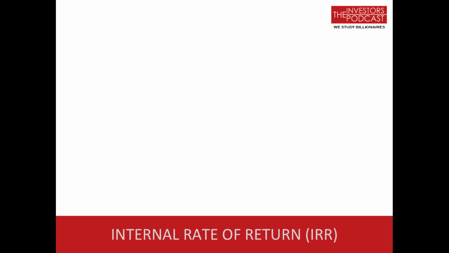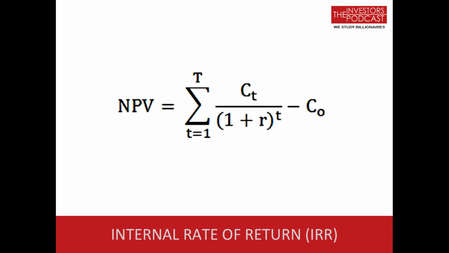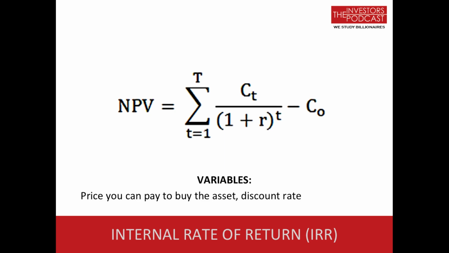So as you're looking at this equation, the things that you got to think of that are the unknowns are really kind of the three variables. The three big variables are three things. So you got the price that you can pay to buy the asset, and then you've got the discount rate, and then you have the coupons, or what you expect the free cash flows to be into the future. Those are your three variables.